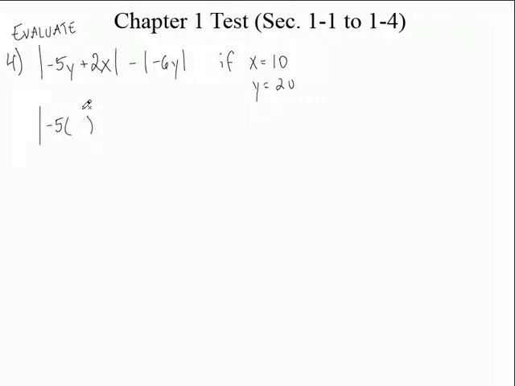So it's -5 times y, and y is 20, plus 2 times x, and x is 10. Alright, we'll do that in the next step. Minus absolute value of -6 times y, y is 20. All right, close the absolute value.